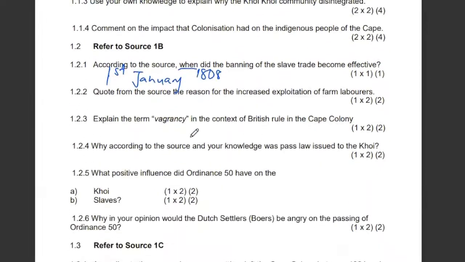Quote from the source the reason for the increased exploitation of farm laborers. We want to find out the reason why farm laborers were continuously exploited, and why the rate of exploitation was increasing. Right, so it's an extraction question.